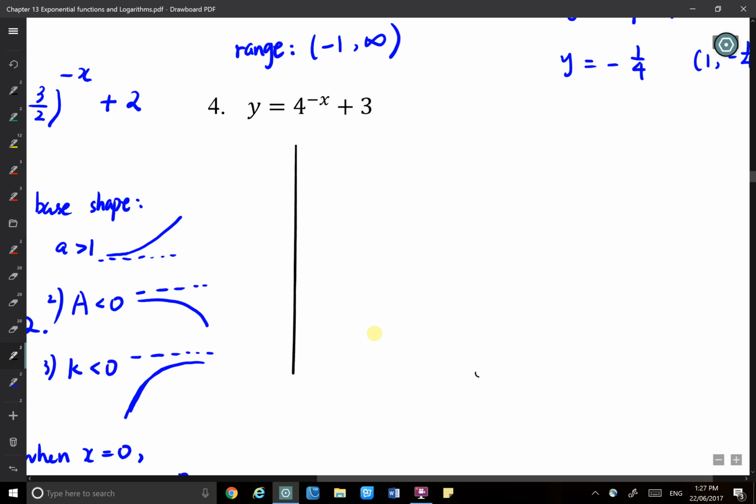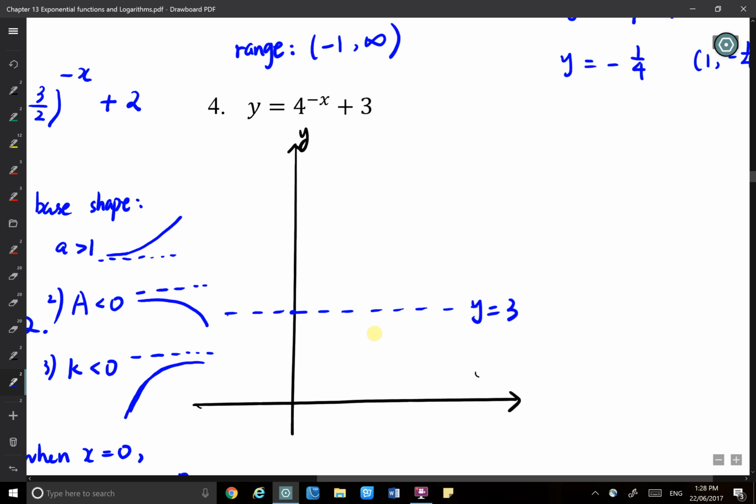For this graph, page 4, example 4. Everyone? Okay, y equals 3 is the c value, so y equals 3.